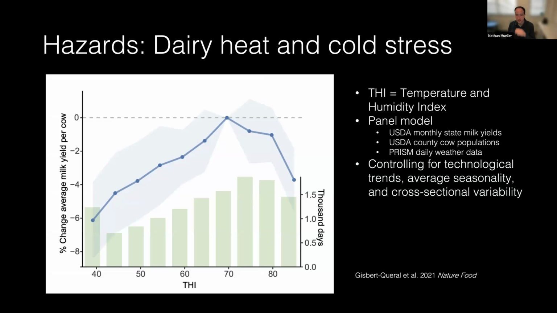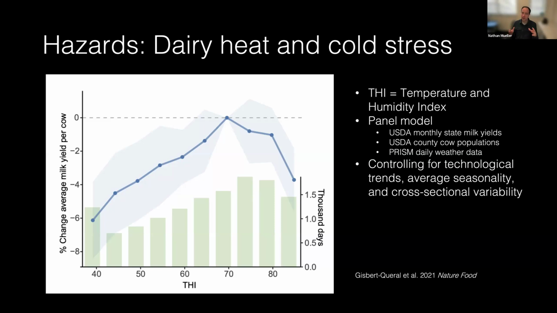All right. So to do that, we created a model that was actually fairly similar to what I showed earlier for rain-fed crops, but in this case we just have one explanatory variable, and that is this THI, this temperature and humidity index, which is kind of like a heat index for cows. And then we use historical milk yield data.